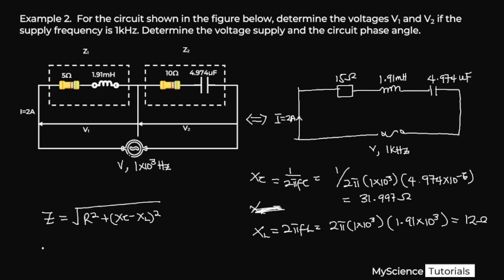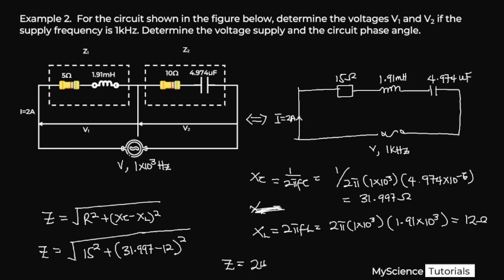Now that we have the capacitive reactance and the inductive reactance, let's go ahead and do the substitution to find our impedance. So our impedance Z will be equal to the root of our total resistance, 15, squared, plus, in brackets, XC, which is bigger, so it's 31.997 minus 12, all squared. If we compute this in the calculator and apply the root sign, we get 24.9976, which is approximately equal to 25.